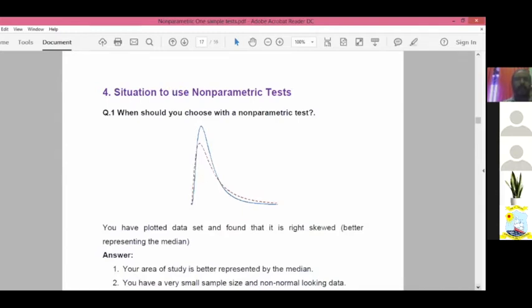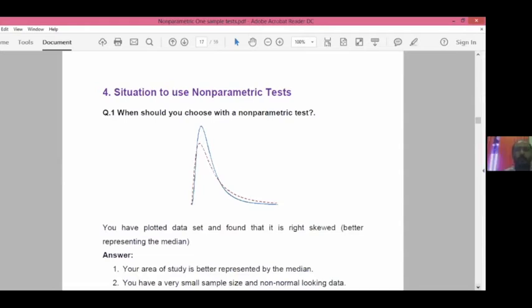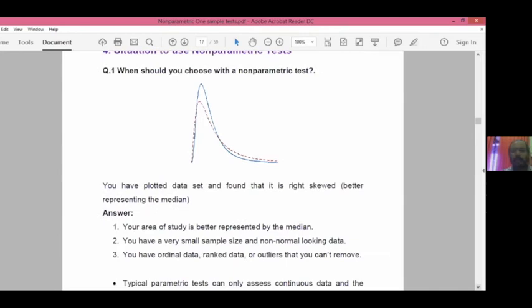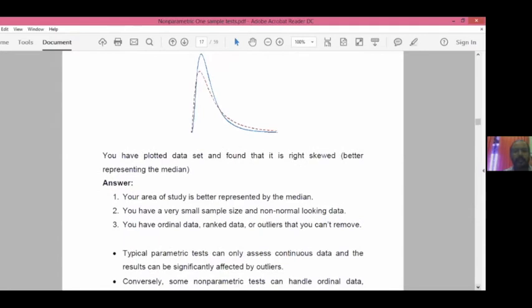Okay, now I would like to discuss situations to use a non-parametric test. Most important, when should you choose a non-parametric test? Now see this picture. You have plotted a data set and found that it is right skewed. Your area of study is better represented by the median. And you have a very small sample size and non-normal looking data, that is, not normal.